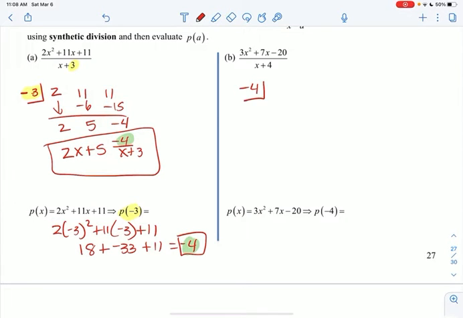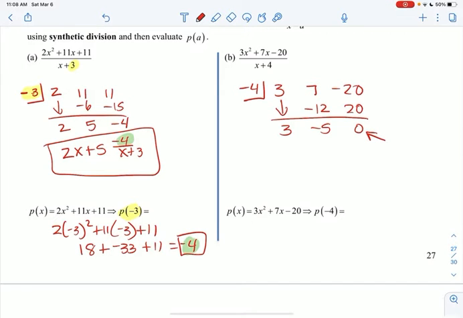So negative 4. Remember, the coefficients are just written 3, 7, negative 20. So I start by bringing down the 3, then I multiply. Negative 4 times 3 is negative 12. 7 and negative 12 is negative 5. Negative 4 times negative 5 is 20. And negative 20 and 20 is 0.